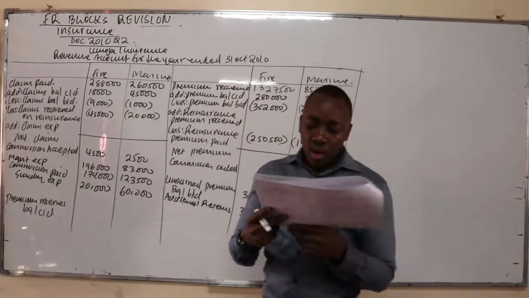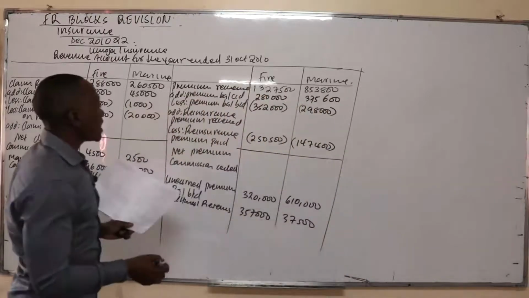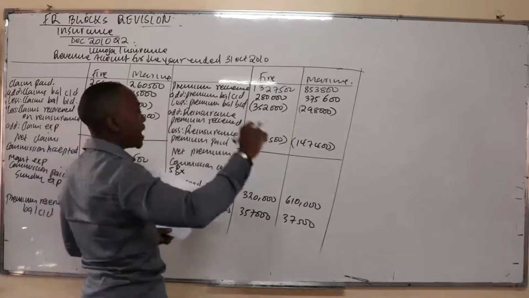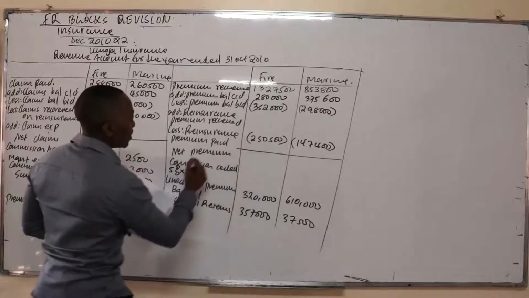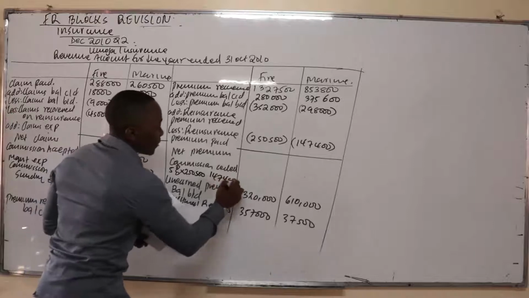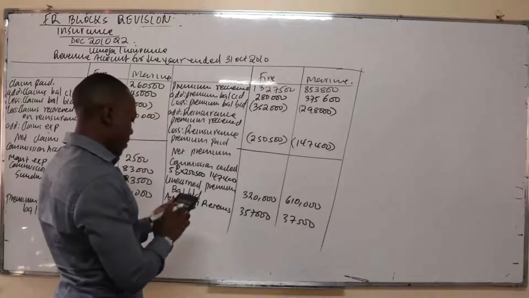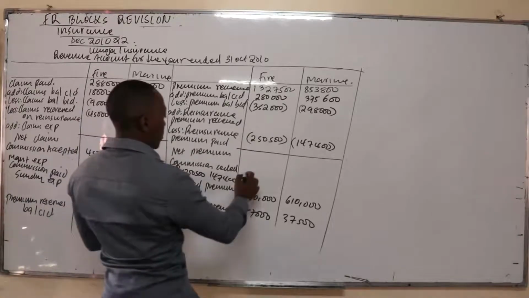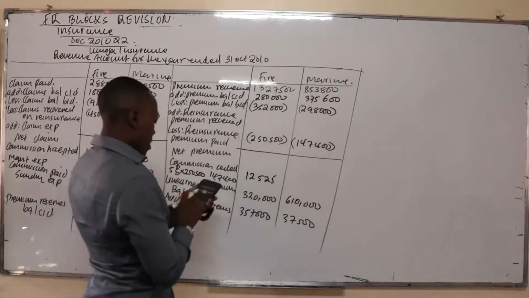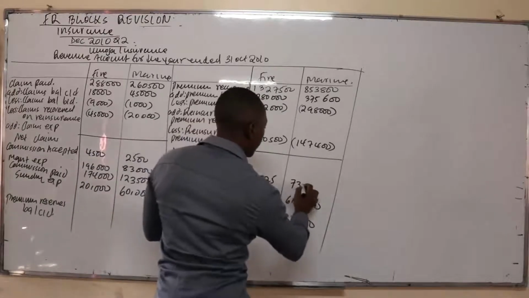Then number 2, commission on reinsurance ceded is allowed at 5%. So we say that commission ceded is an income, and it will take 5% of the reinsurance premium paid. And here, this was the insurance premium paid. So here we paid 250,500, and the other one was 147,400. You provide 5% on that. So that one will be 250,500 divided by 20, and here you'll get 12,525. Then 147,400 divided by 20, and here you have 7,370.